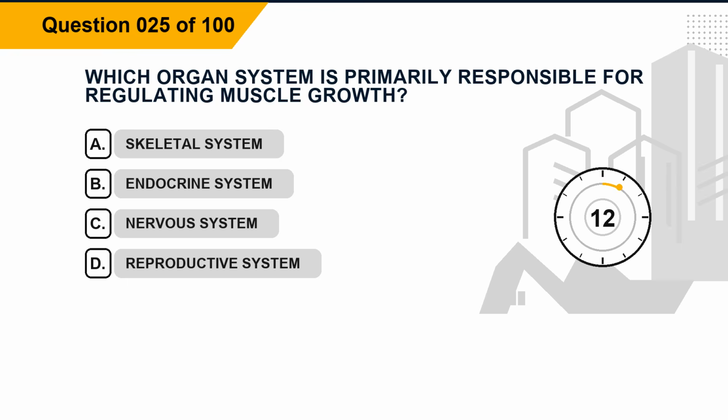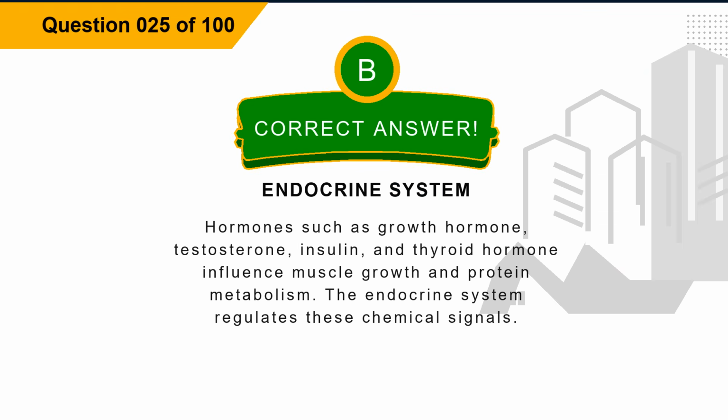Question 25. Which organ system is primarily responsible for regulating muscle growth? Option A, skeletal system. Option B, endocrine system. Option C, nervous system. Option D, reproductive system. The correct answer is option B, endocrine system. Explanation. Hormones such as growth hormone, testosterone, insulin, and thyroid hormone influence muscle growth and protein metabolism. The endocrine system regulates these chemical signals.